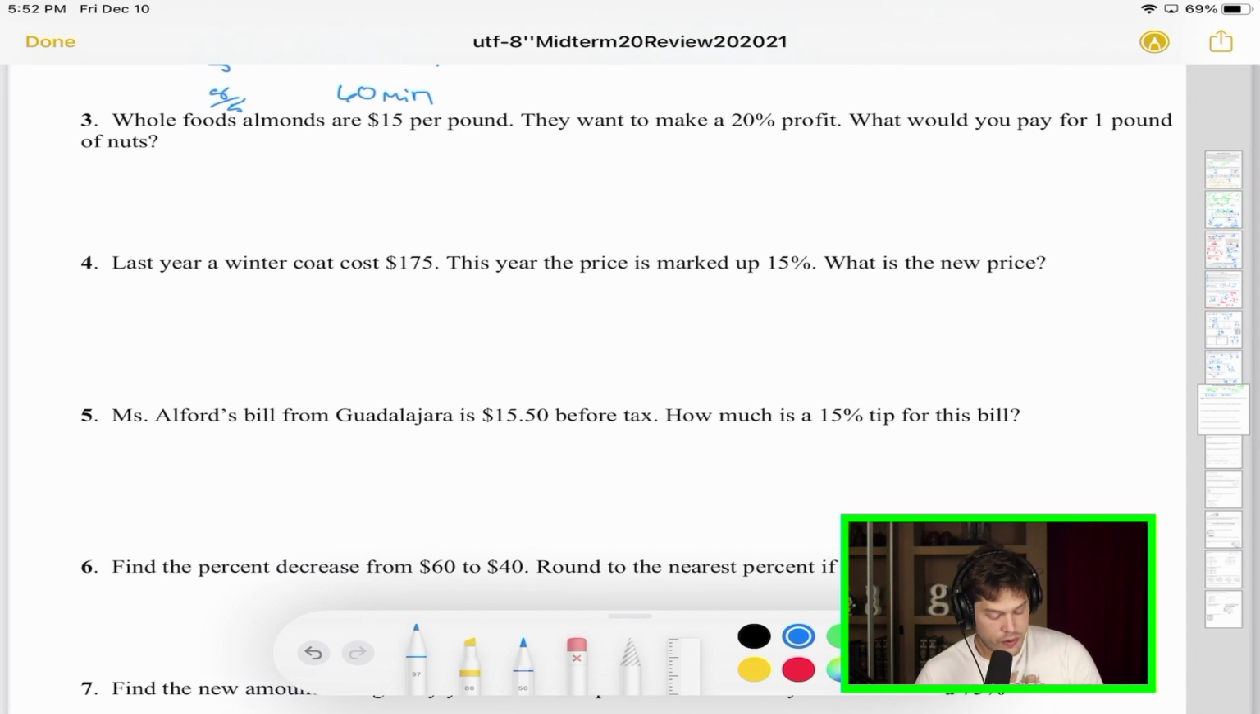Number 3. Whole Foods almonds are $15 per pound. They want to make a 20% profit. What would you pay for 1 pound of nuts?